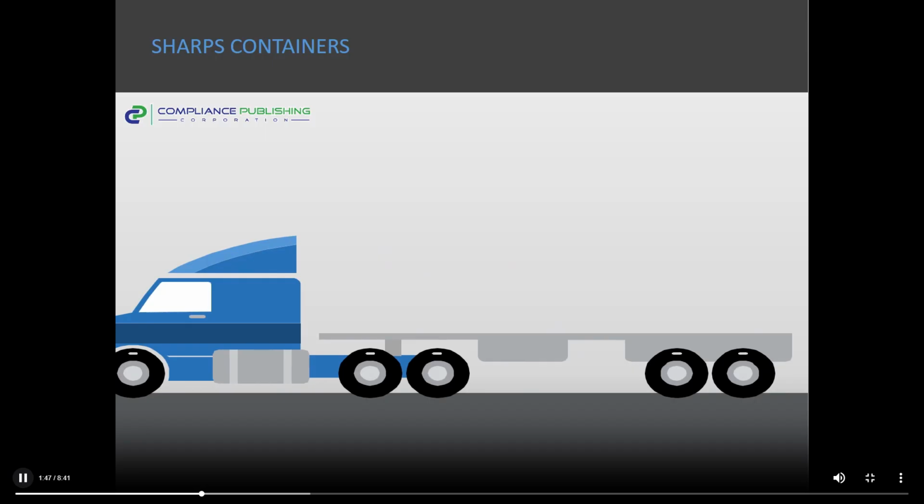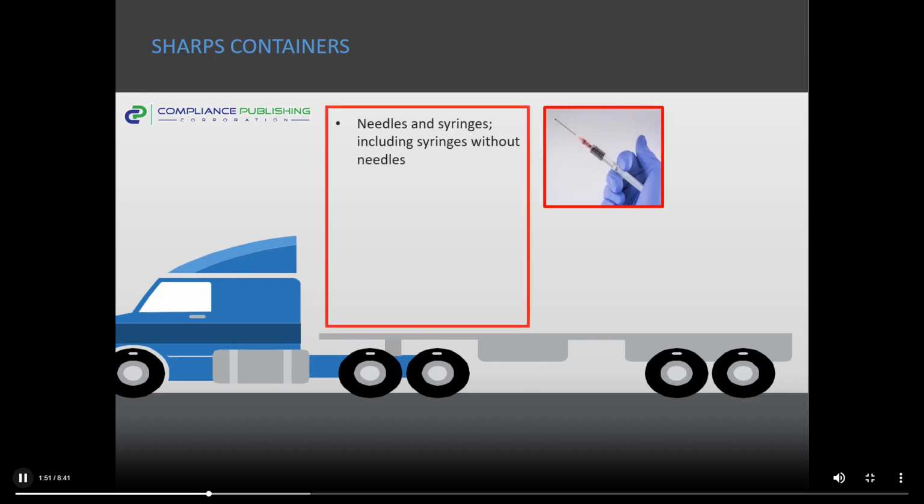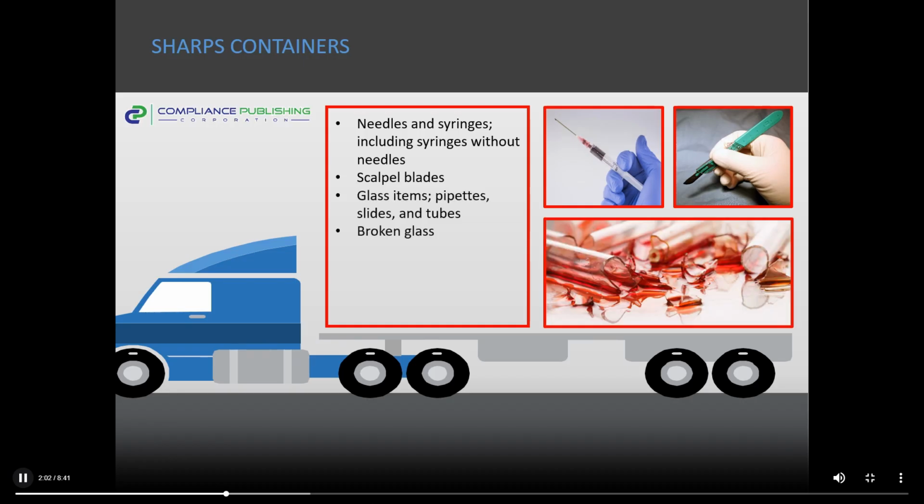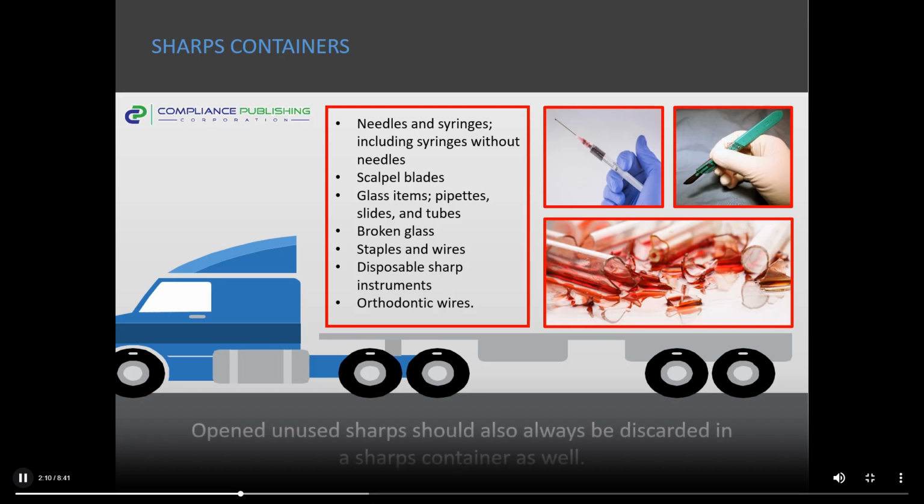What is included in the sharps container? These items would include needles and syringes. This would also include syringes without needles, scalpel blades, glass items such as pipettes, slides, and tubes, broken glass, staples and wires, disposable sharp instruments, and orthodontic wires. Open, unused sharps should always be discarded in a sharps container as well.